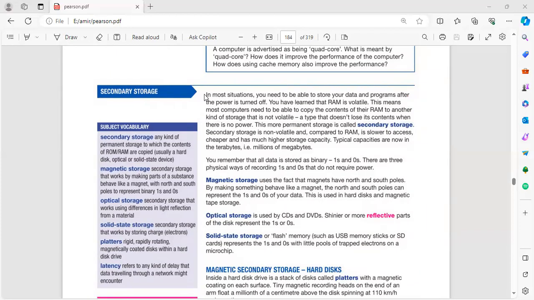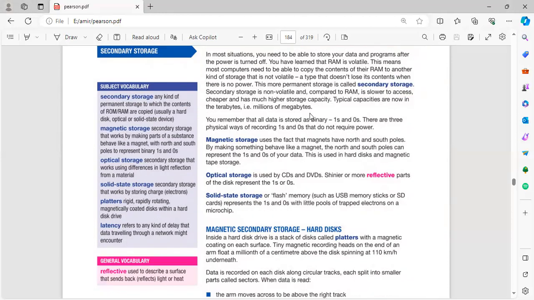Now go through this one. Secondary storage. The second storage is secondary storage. The first storage was primary storage. Just go through quickly, then I will tell you.